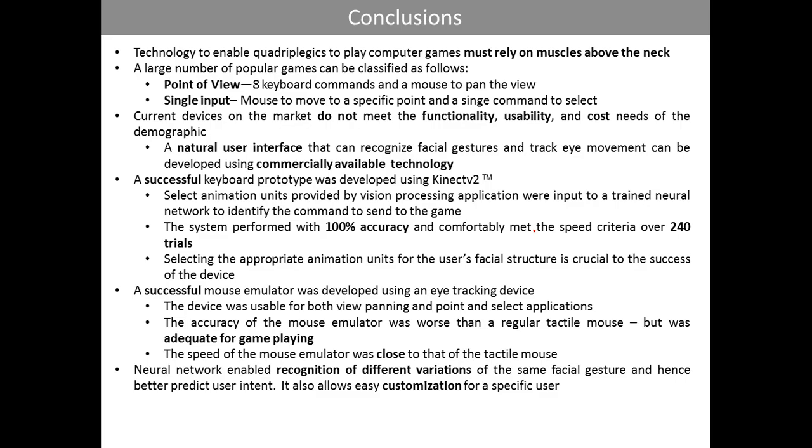So now some conclusions that I can draw from this study. First, technology that is aimed at quadriplegics, people with muscle control only above the neck. That is going back to the user demographic and design constraints, which I identified way early on in the study. Now, a large number of games we can classify into point of view and single point input games, and this was very important because it allowed me to identify a set of success criteria.